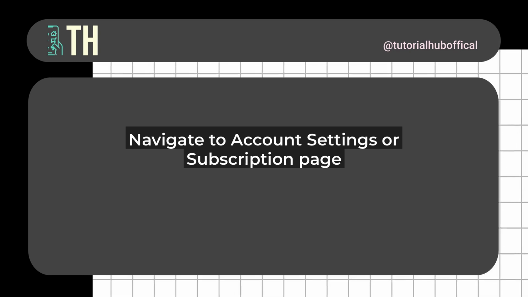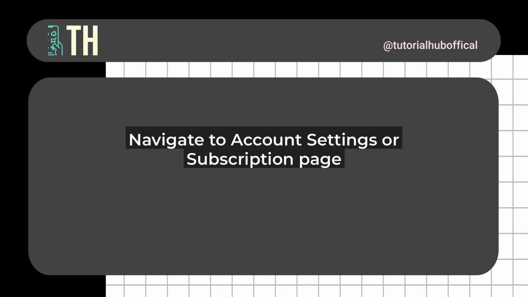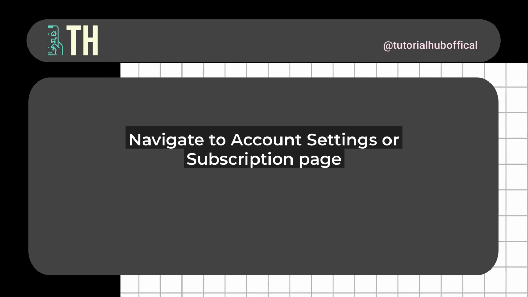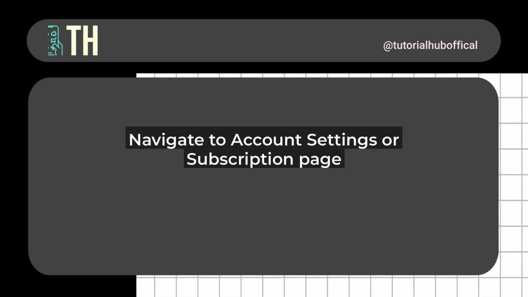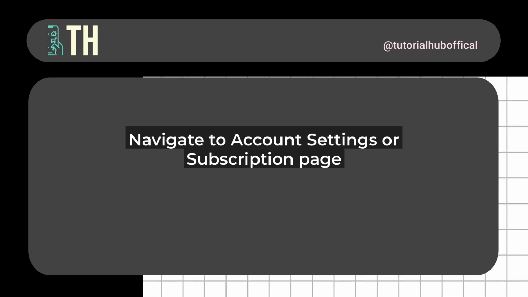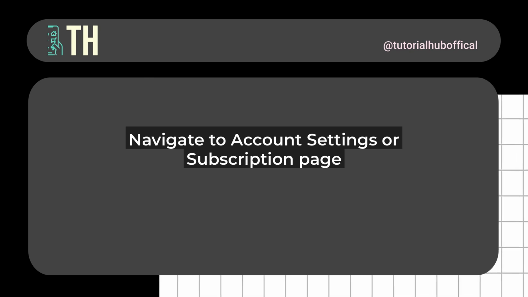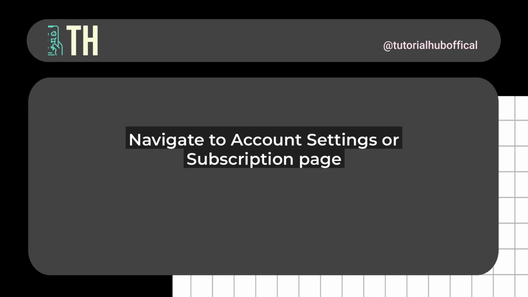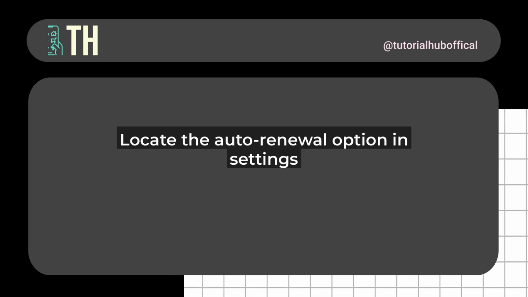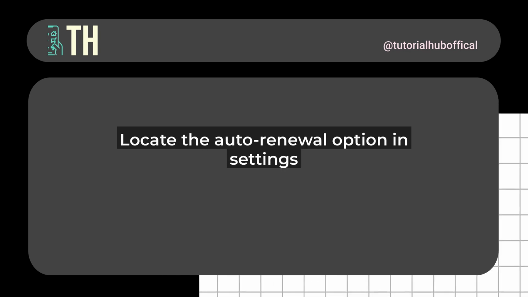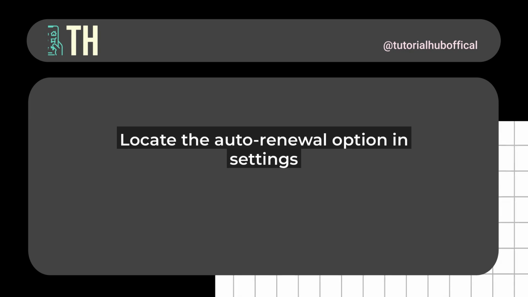Once you're in, look for the Account Settings or Subscription section. It's usually straightforward, but if you have trouble, double-check the menu options. Next, navigate to the Subscription Details or Billing page. Here, you'll see information about your current plan, including whether auto renewal is turned on.